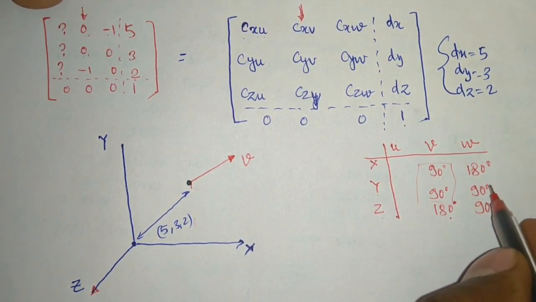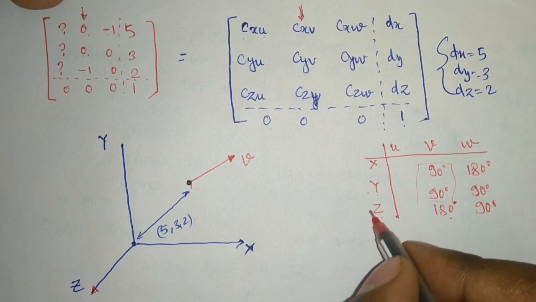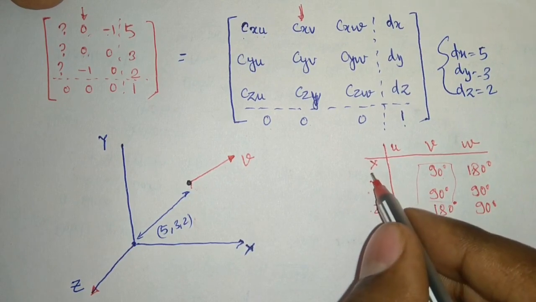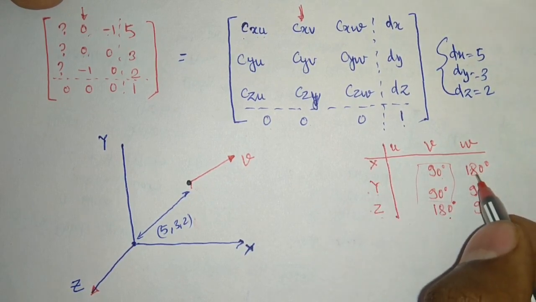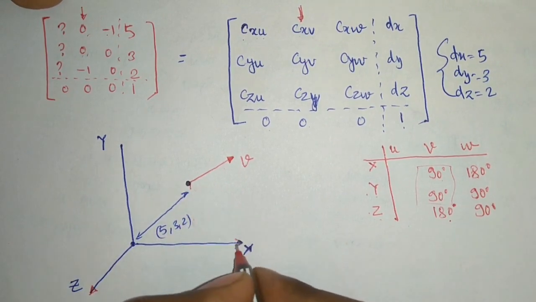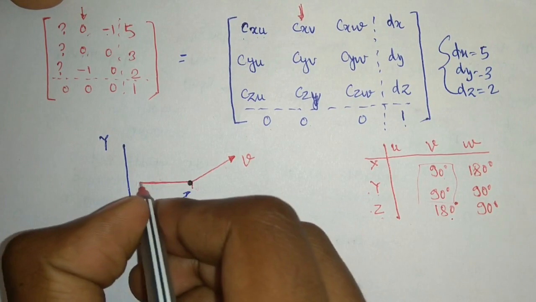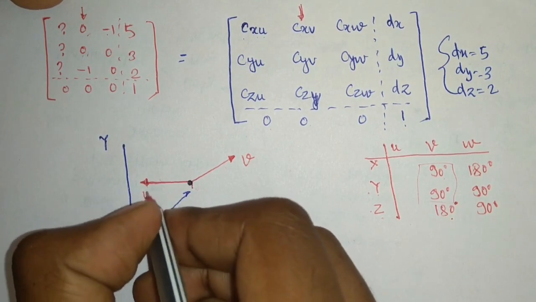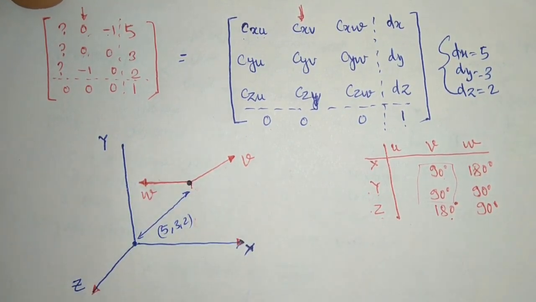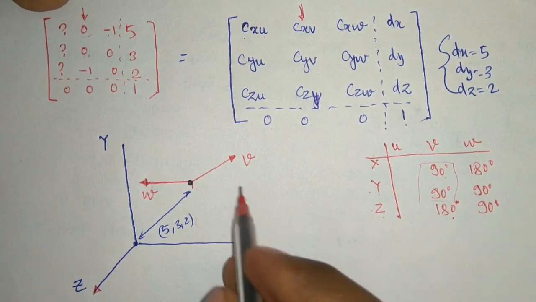Okay, now it is having 90 degrees with y and z, means it is going to be along x. So the angle is 180 degrees, means opposite of x. So if this is my x direction, my w direction has to be like this. Right? That will be my w direction. Simple. Now I have calculated v and w.